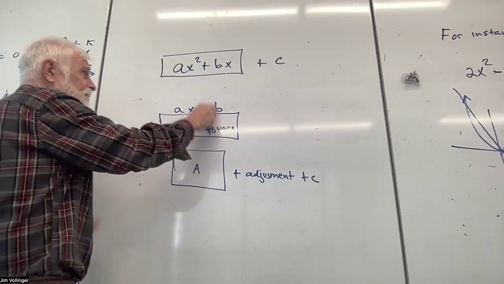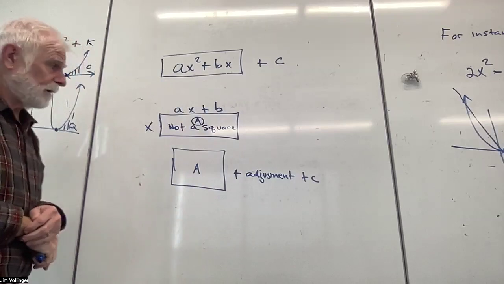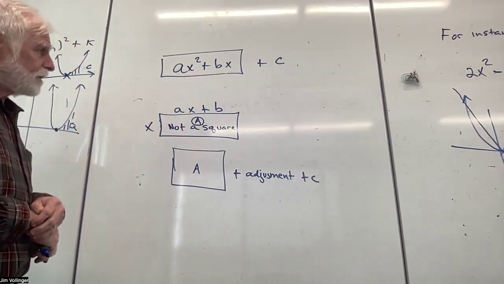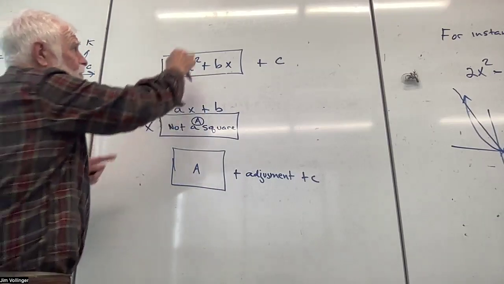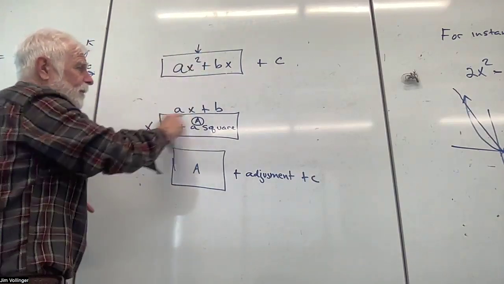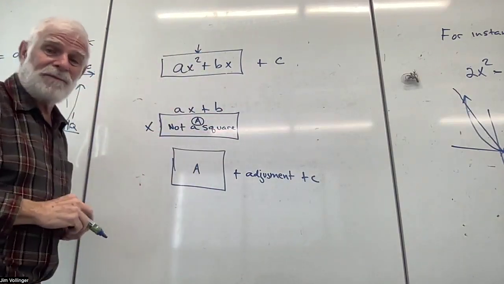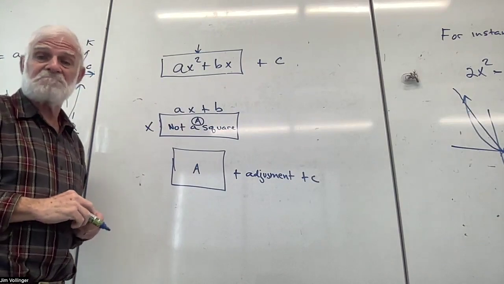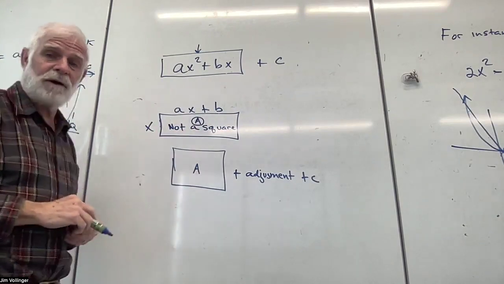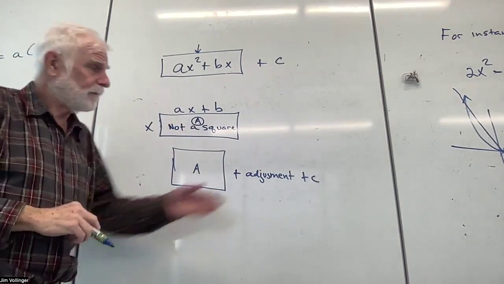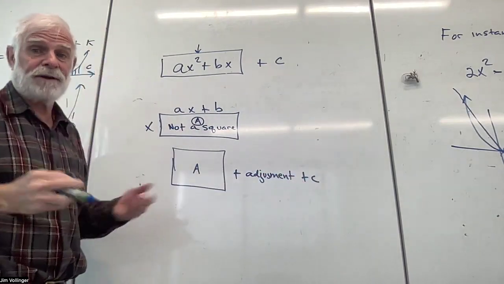X times ax plus b gets me those two terms. And unfortunately, I can't use square roots for solving equations because that doesn't look like a square to me. Occasionally it could be, right? And I can certainly make it a square with an adjustment plus a constant. That's what completing the square is.